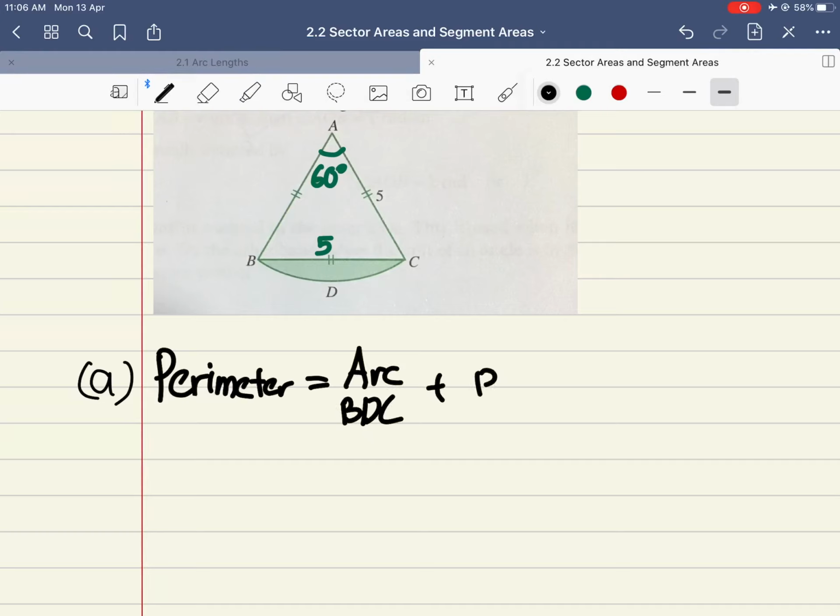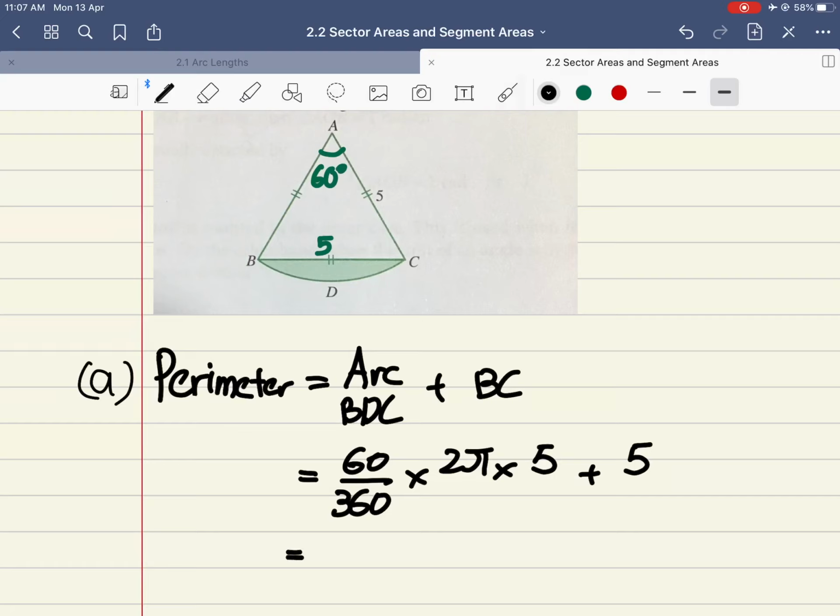Equals to the arc BDC plus the length of BC. So for me to get the arc BDC is 60 over 360 times 2 pi times 5 plus BC, which is 5. So what I get is 10.2 cm.